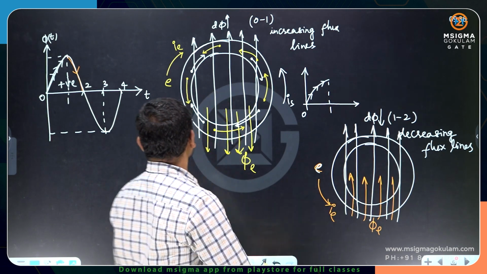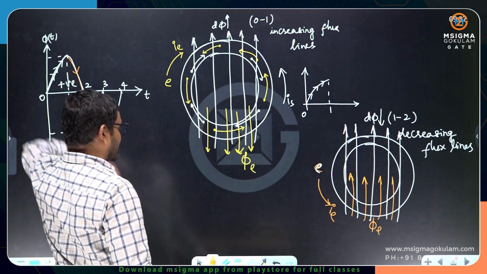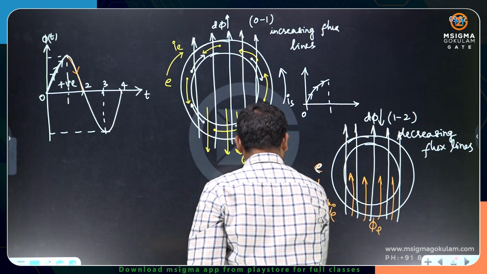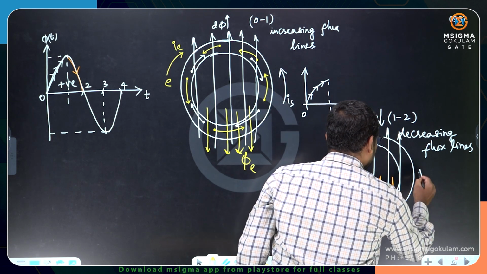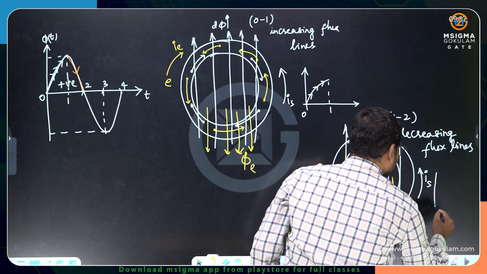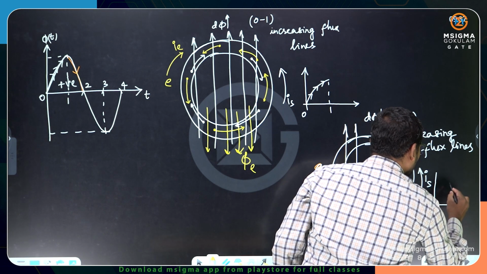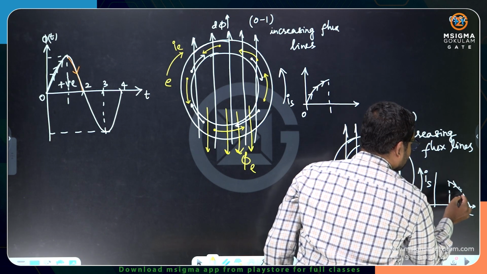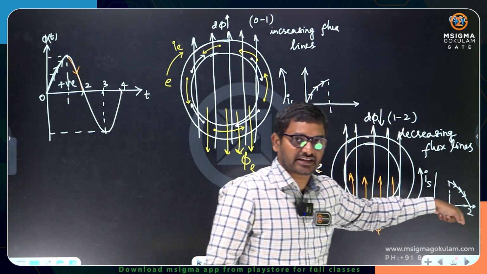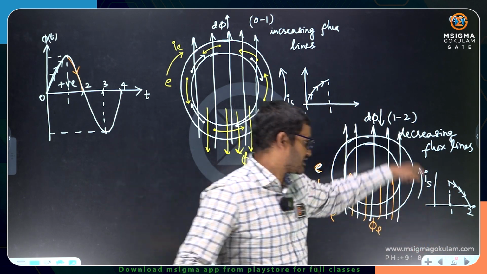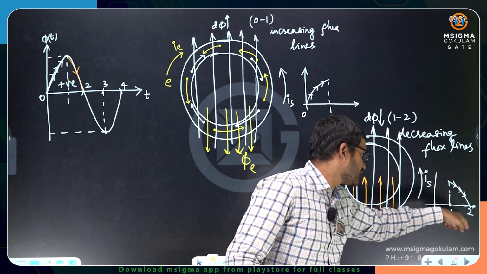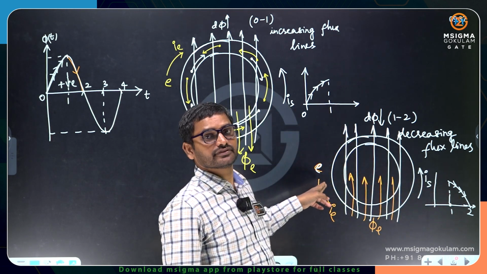How is the supply current? The supply current is also positive but decreasing, na? Positive but decreasing. You look at the supply current here. Supply current is still in the anti-clockwise direction, but from 1 to 2, it is decreasing. As the supply current is decreasing, supply voltage is decreasing, and this supply current decrement is not allowed by the EMF.